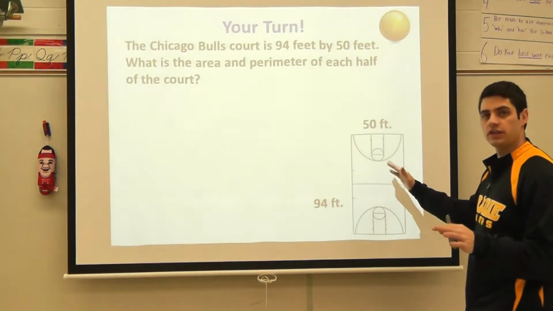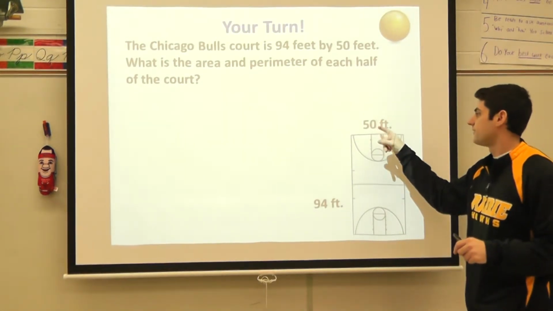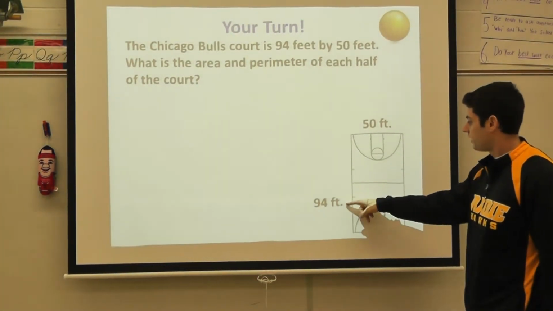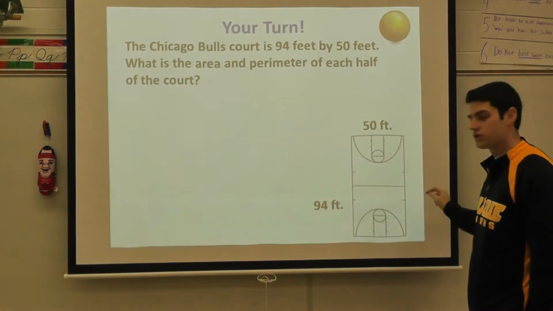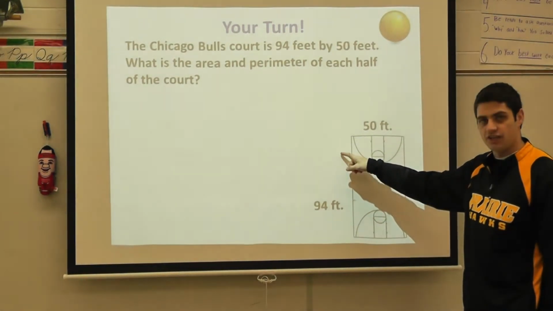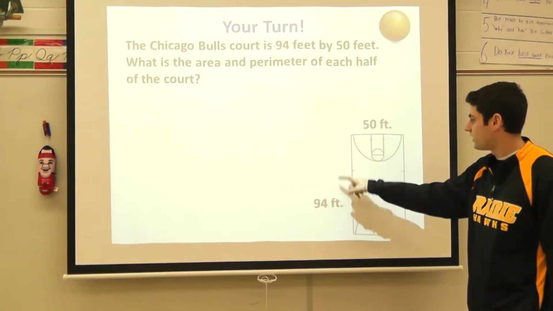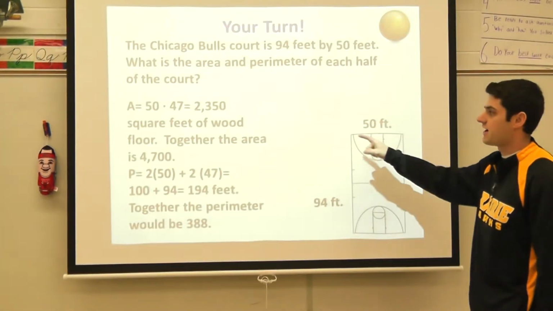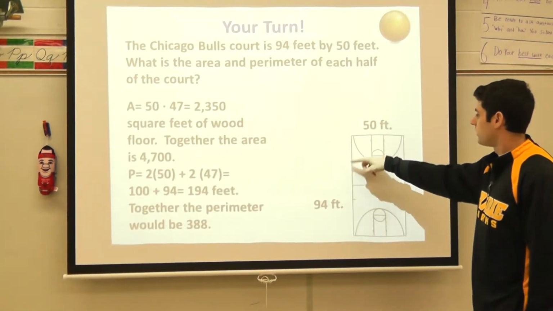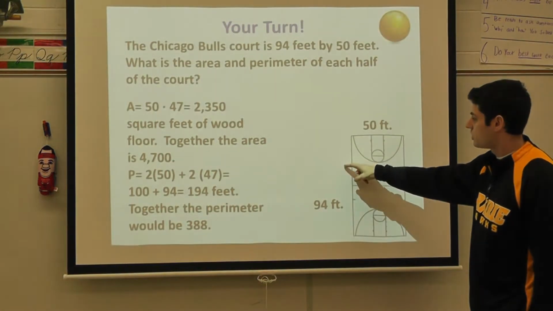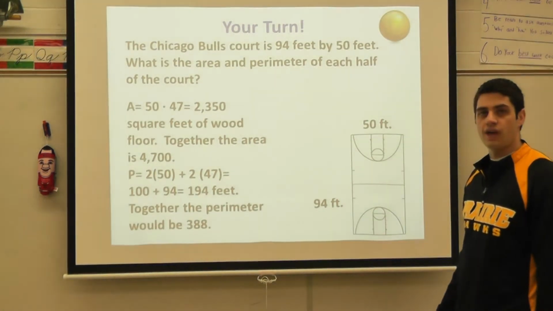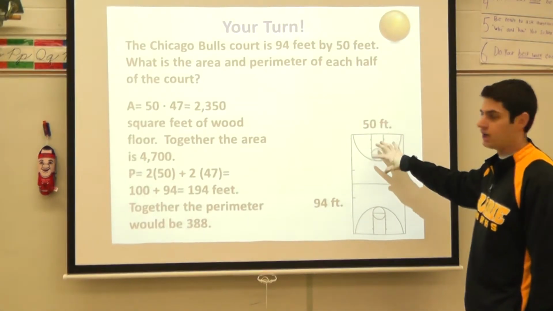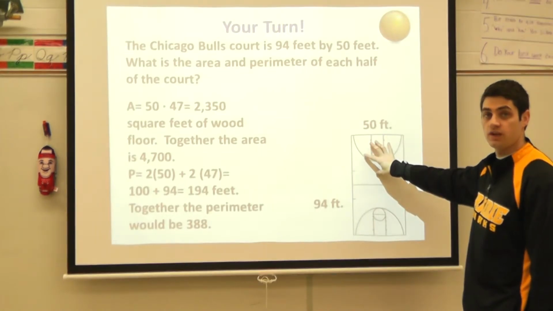Okay, when looking at this problem here, we know that this width right here is 50 feet, and this width is 50 feet. If this is 94 and this line goes across cutting it in half, each side is going to be, you guessed it, 47. So each side here is going to be 47 feet. To find the area of this first half, I'm still going to do length times width. Length is 47 feet, width was 50 feet, so length times width gives me 2,350 square feet of wood floor. So in just this half right here, it's going to be 2,350 square feet of wood needed.